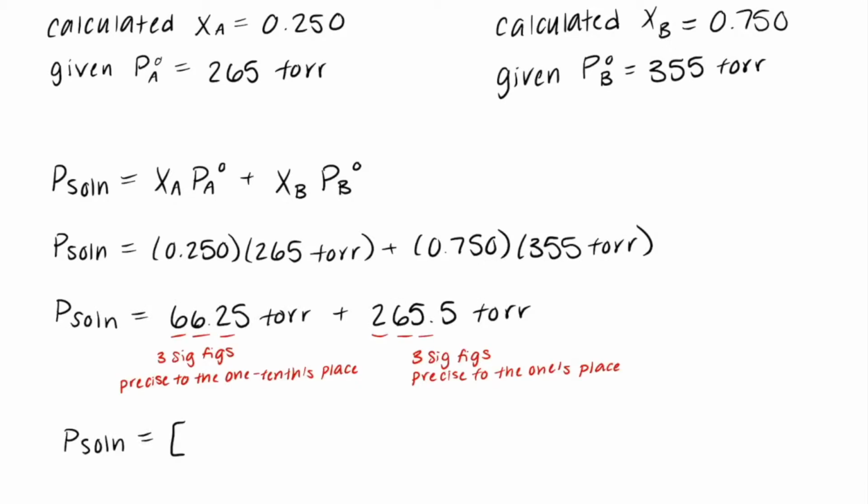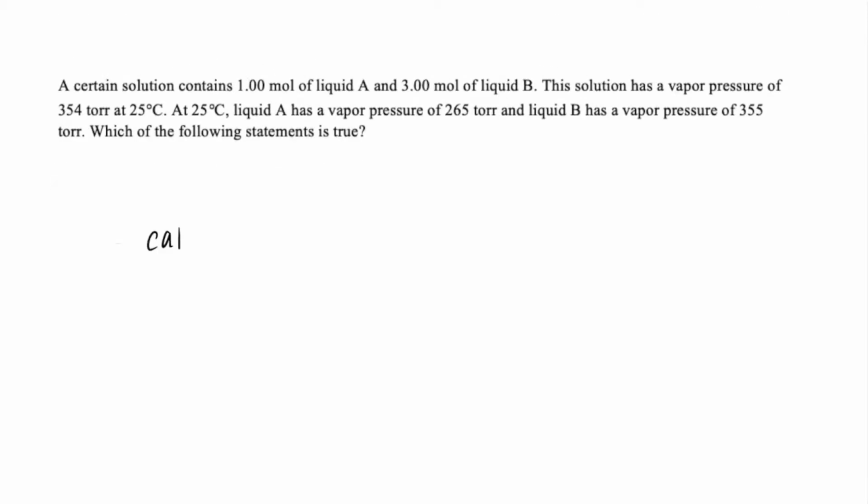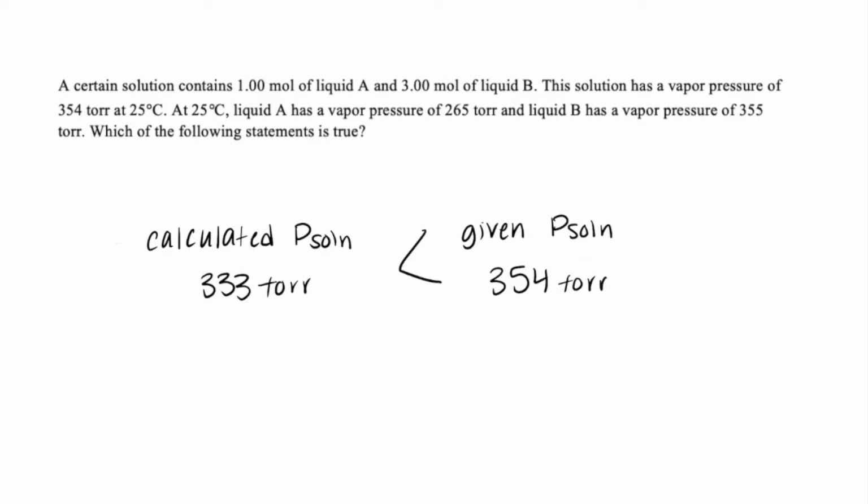The total vapor pressure of the solution is 333 torr, which is only precise to the first place. But this is less than the given value of 354. What does this mean? To interpret this, you need to understand positive and negative deviations.